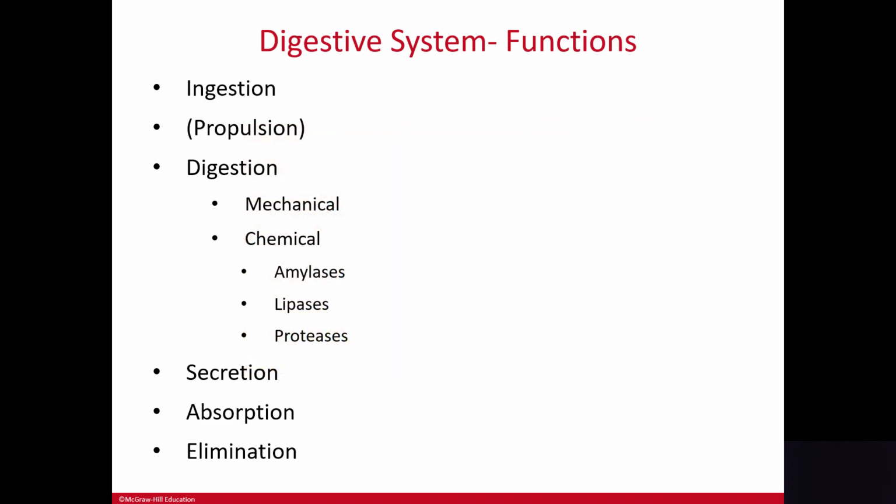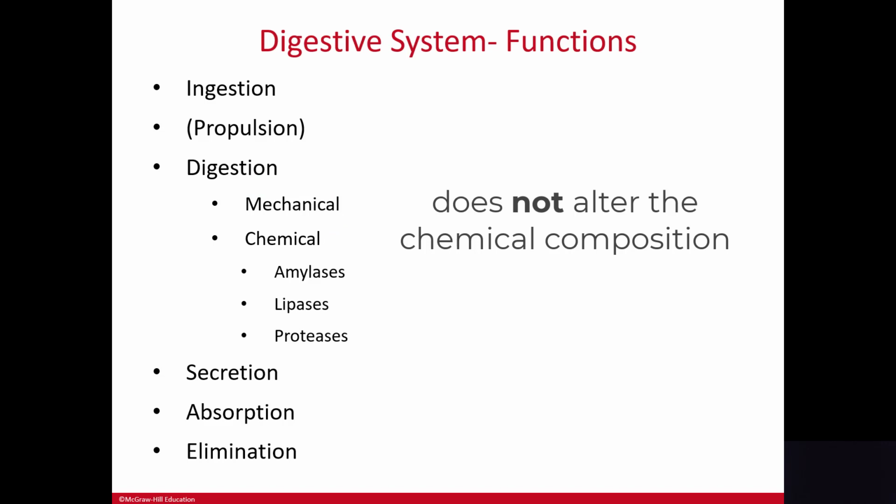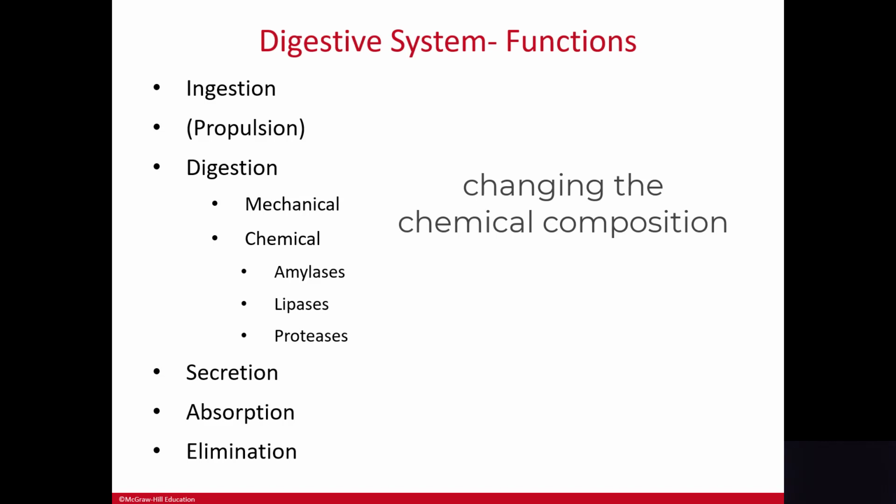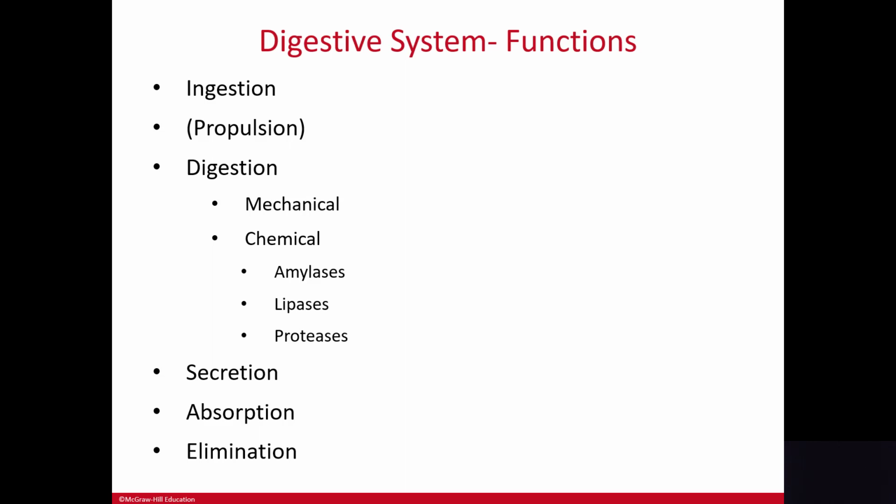So there's 2 types of digestion. Mechanical digestion simply means that we're breaking the food down from big pieces into smaller pieces, but not altering its chemical composition. And that basically gives us a larger surface area for the digestive enzymes to work. Chemical digestion, however, involves breaking down those larger molecules into more simple chemicals. So we're actually changing the chemical composition of what we've taken in. So this is where the digestive enzymes come into play.